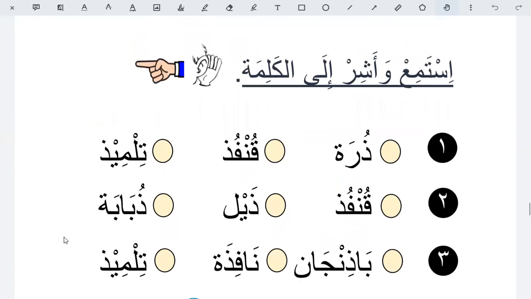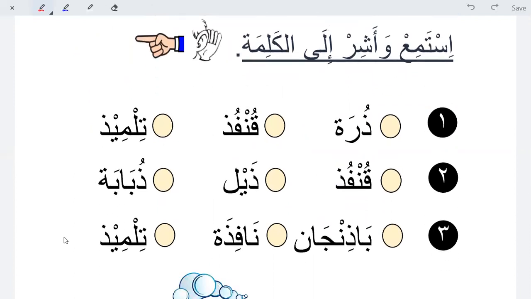Istami washini kalima. Listen and point to the word. Latifa. Hedgehog. Kunfuz. Good. Tail. Zail. Brinjal. Bazinjan. Rian. Student. Yes. Tilmis. Hedgehog. Kunfuz is the first one. Window. Nafisa, second one. Okay.